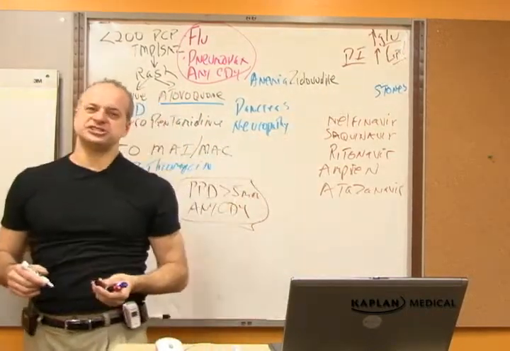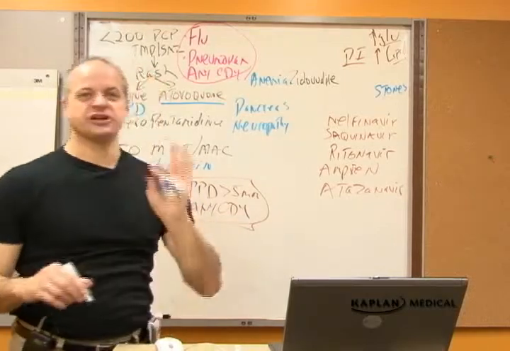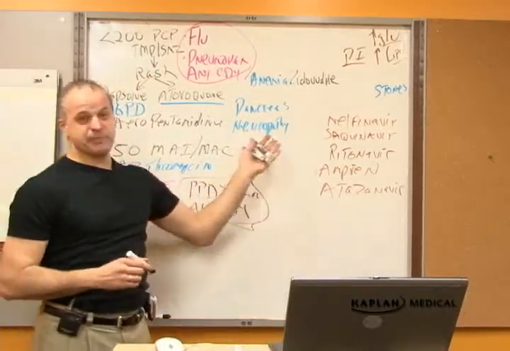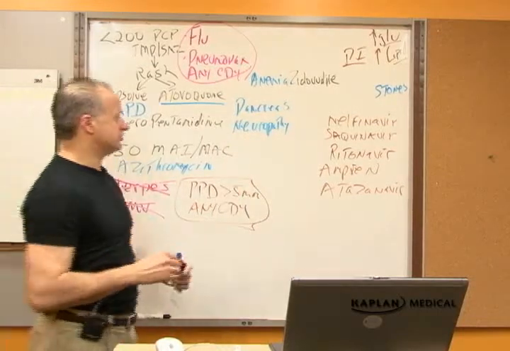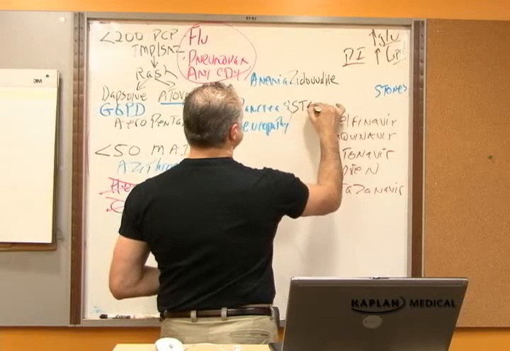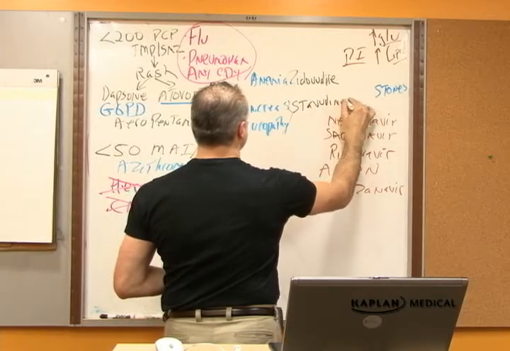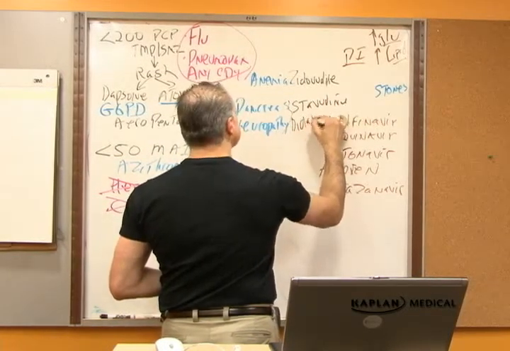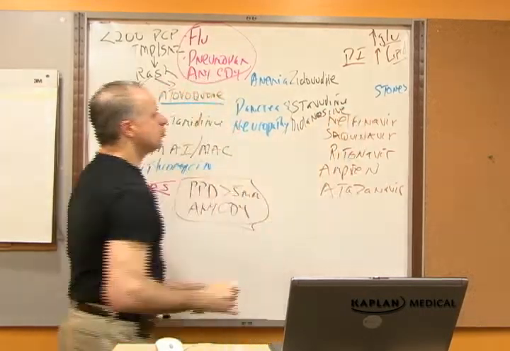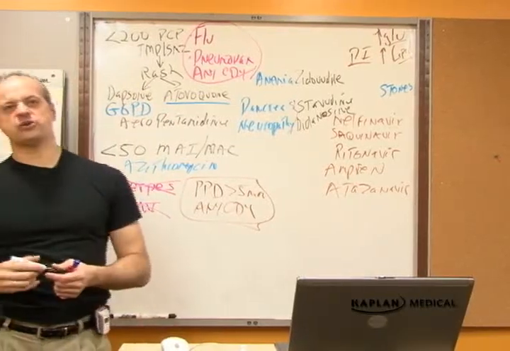A guy comes to see you 2 weeks after having been started on 5 HIV medications. He develops peripheral neuropathy, numbness and tingling. What will you stop? What's most likely to have caused it? These things are caused by stavudine and didanosine.